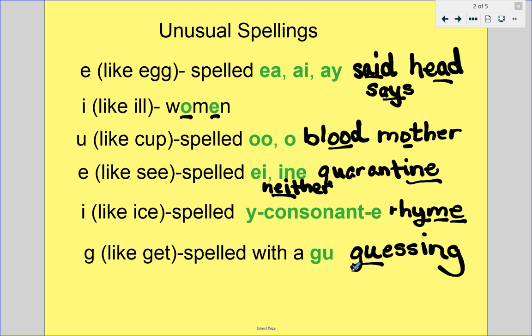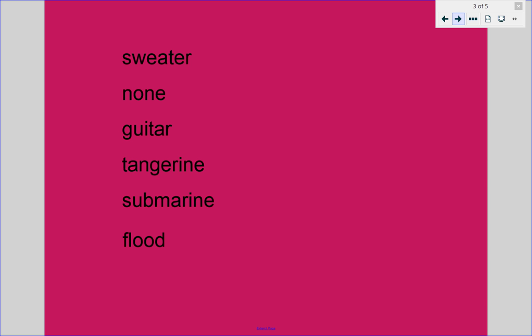Okay? Let's look at some words and see if you can point out the spelling, what are the letters that make up the vowel sound. Sweater, sweater. Okay, we have the sound, but it's spelled with the EA. We don't have after. After. No, we have sweater. How about none? Yep, none would be that O.